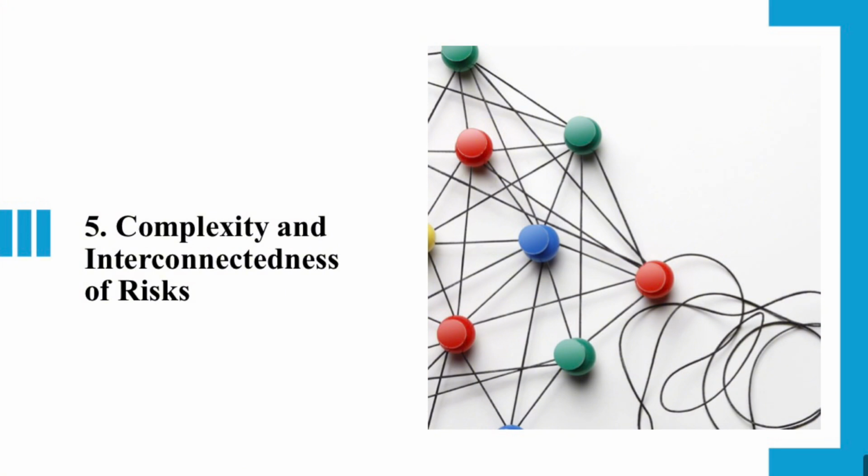At number 5, you have complexity and interconnectedness of risk. The modern business environment is characterized by complex and interrelated risks that are challenging to identify and manage effectively. Organizations may find it difficult to adopt a holistic approach that considers all types of risks and how they interact with each other.